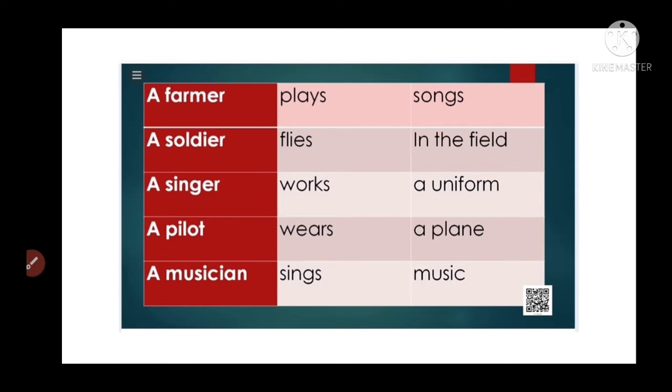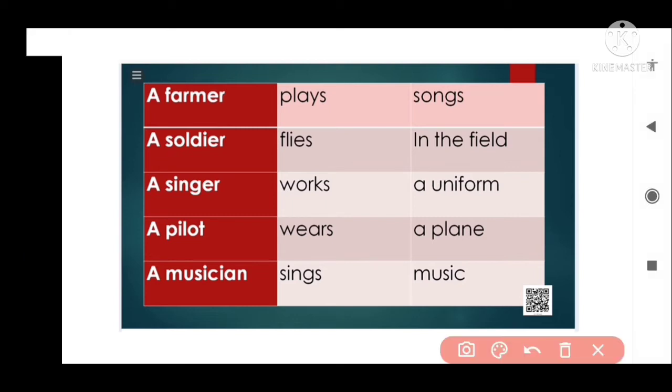In the first column, the words are written: a farmer, a soldier, a singer, a pilot, and a musician. And the second column shows plays, flies, works, wears, sings. And the third column shows songs, in the field, a uniform, a plane, and music. Now we have to make the sentence with the help of this table. Yes, dear students, can you try?